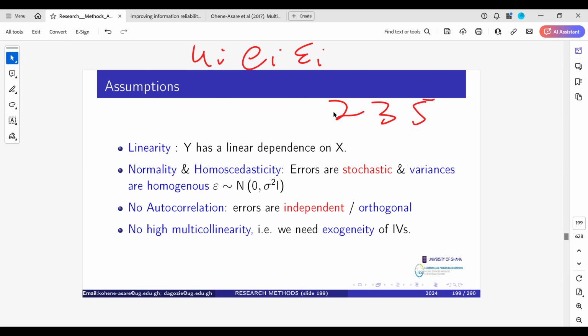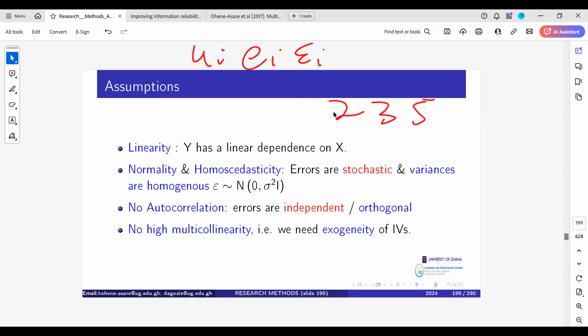There must be no autocorrelation. You are trying to find out what caused the fight in the class. That's what you're trying to do. In the process of finding that, you made a mistake with one guy. You accuse one guy when you shouldn't have accused him. And then you also accuse another guy when you shouldn't have accused the other guy. They are double mistakes. These errors must not be correlated with each other. So there should be no serial correlation, no autocorrelation.